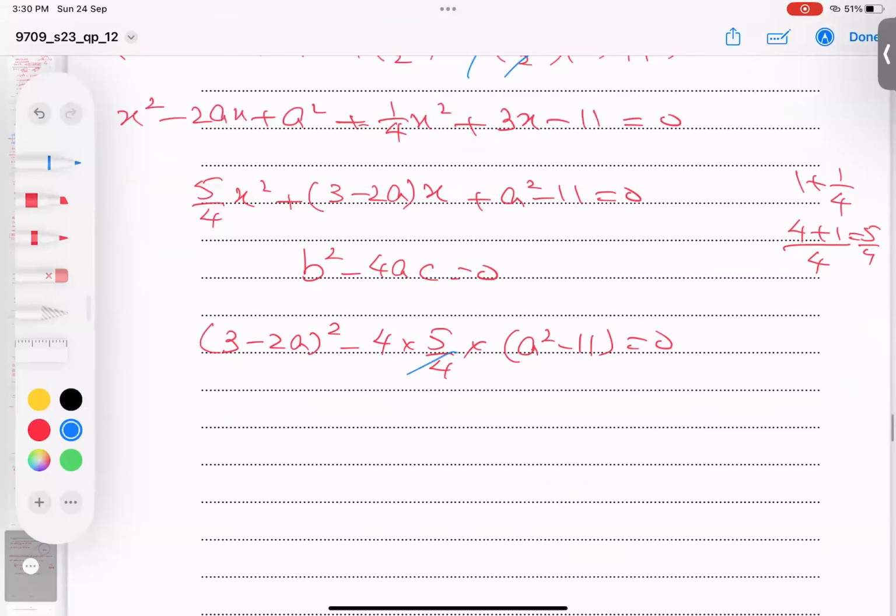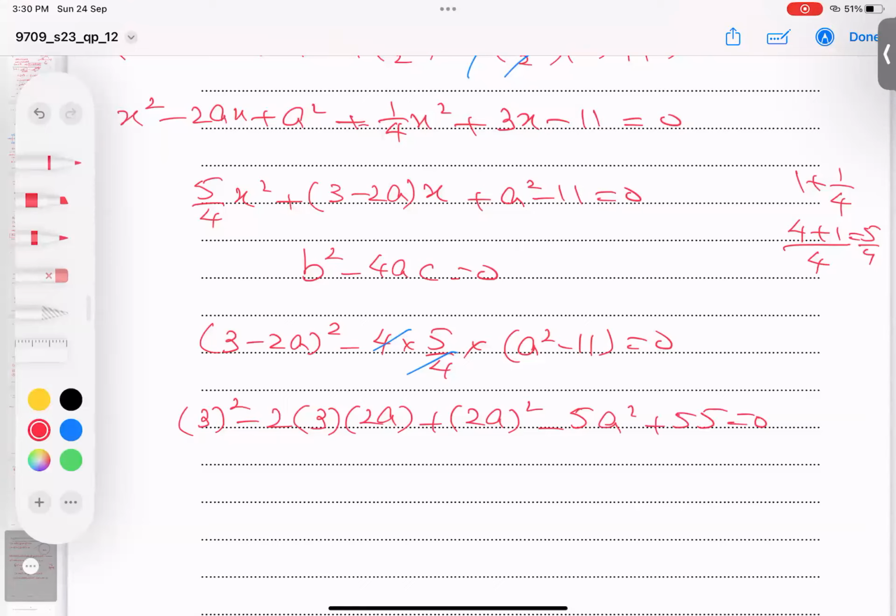This 4 cancels out, and here I have to expand it. So again, the squaring identity: first term square, 2 into first term into second term, plus second term square. And here I got negative 5 into that: negative 5a square and plus 55 equals 0.